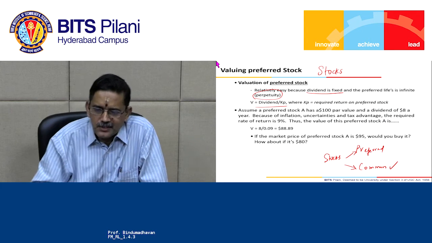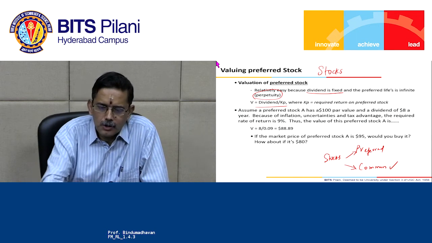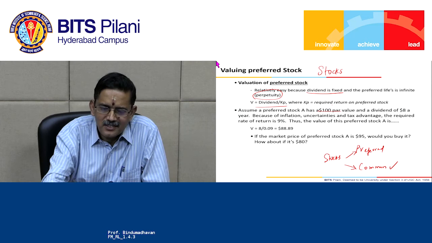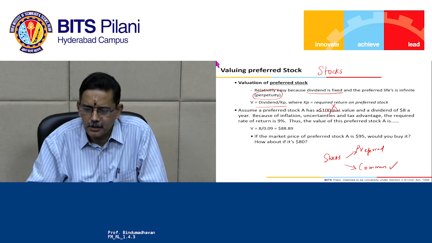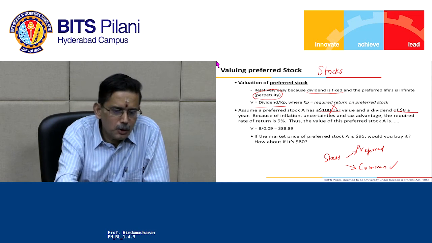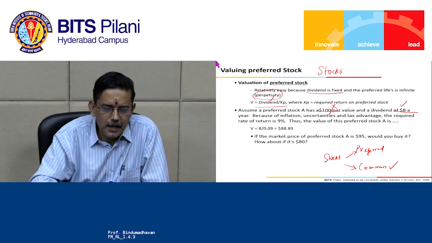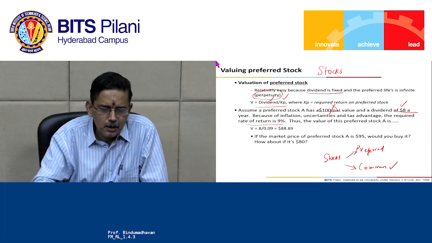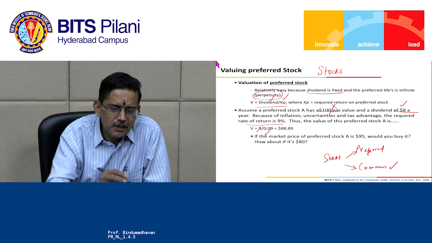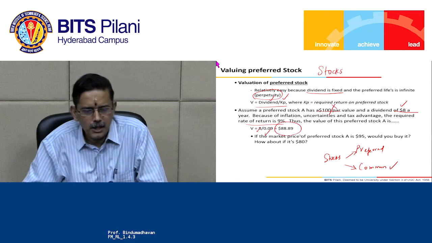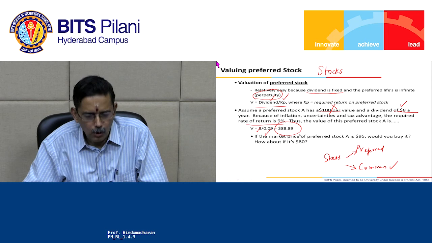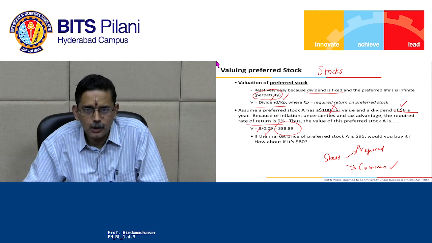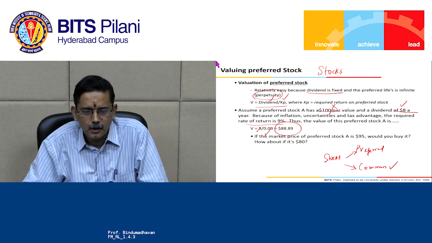So here's a simple example. There's a preferred stock with a $100 par value. That's extra information that is not relevant. The dividend, that is relevant because that is required in the numerator, so we need that. And then the rate of return, we need that, so that is in the denominator. So all we do is take the $8 and divide by 9%, and we get $88.89. That's how we would value a preferred stock.